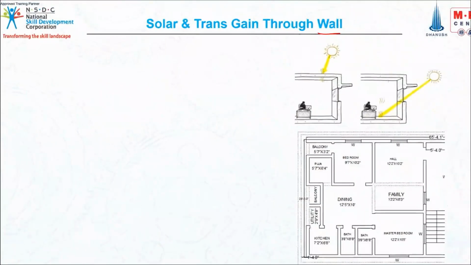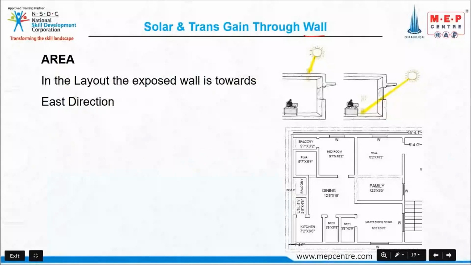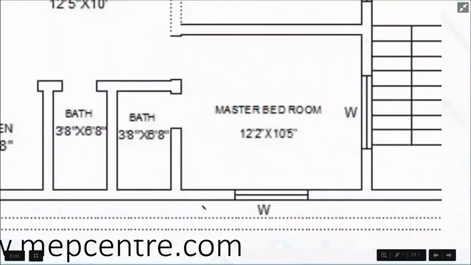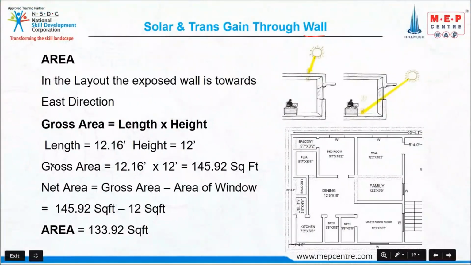Now again we have to take the east side wall. In this layout, the wall is exposed towards the east side. Area of the wall. How will you find the area of this wall? What is the formula? Length into height. So the length is 12.16 feet, and the height, floor to ceiling height, what I have given, is 12 feet. So 12.16 feet into 12 feet, you'll get the gross area. Total area of the wall is 145.92 square feet.